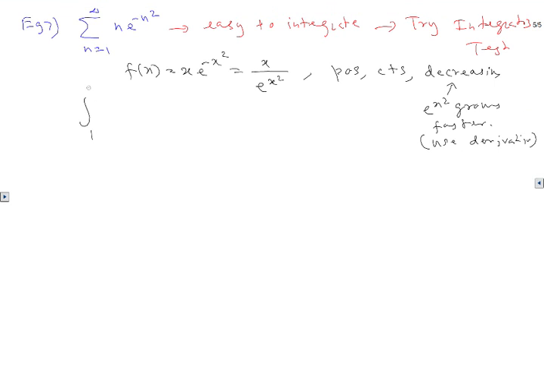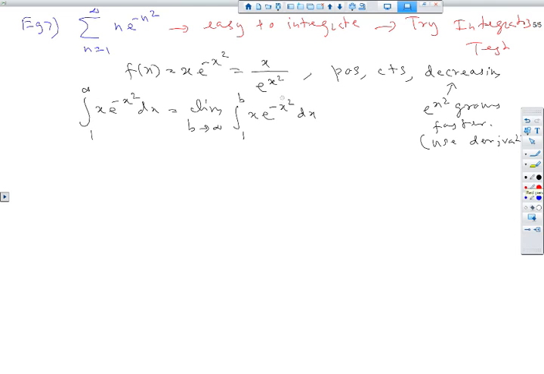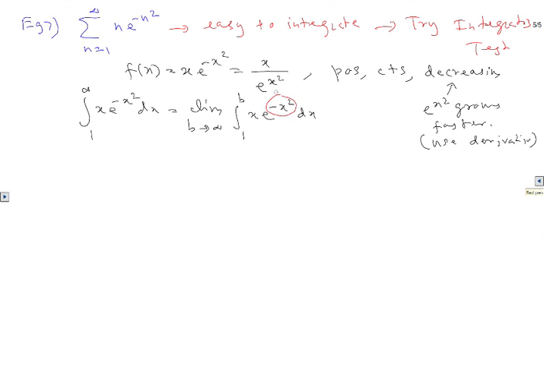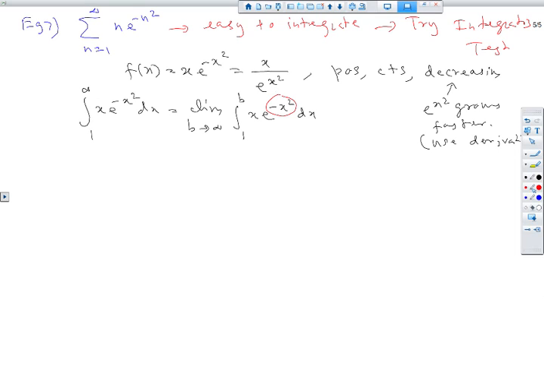So it is the integral from 1 to infinity of x e to the negative x squared dx, and by the definition this is the limit as b goes to infinity of the integral from 1 to b of x e to the negative x squared dx. This is one of the easy integrals because the derivative of the exponential part is negative 2x, but x is there, so we can manipulate the rest.